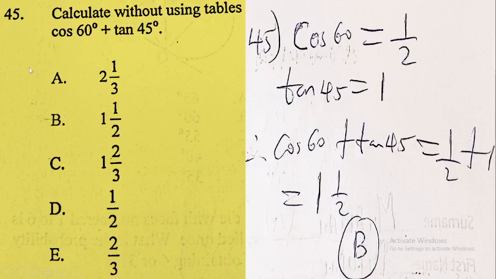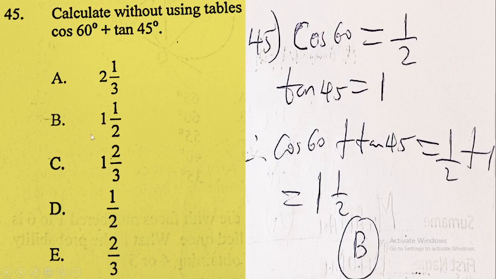Question number 45 is on trigonometric ratio. Now that is a special angle of trigonometric ratios. Angle 60 degrees is a special angle and 45 degrees is a special angle. So cos 60 is half and tan 45 is 1. If you simplify that into what is given to us, we have half plus 1, that will give us 1.5.